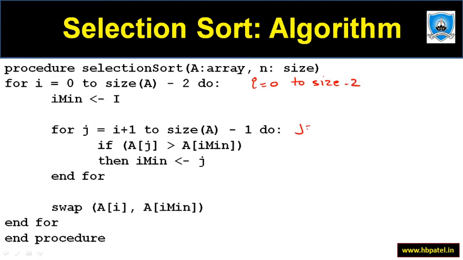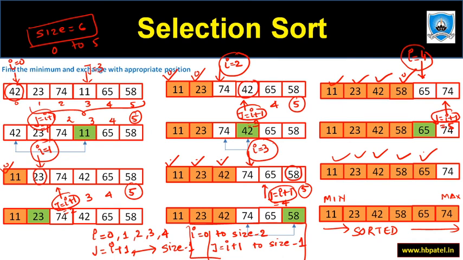So j always starts from I plus 1 to size minus 1. So these are the two different loops that we are going to use. And initially we are going to use this I min, I min is equal to I. So this is nothing but this place I.